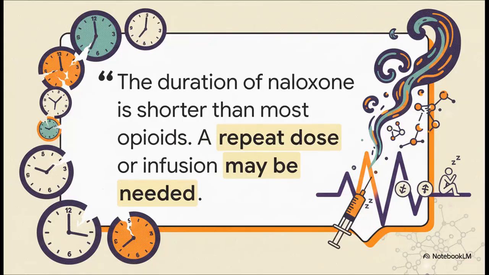And here it is. It's all about the half-life mismatch. Remember how naloxone only lasts for 60 to 90 minutes? Well, the opioid that caused the overdose, like heroin or fentanyl, can last for hours. So what does that mean?